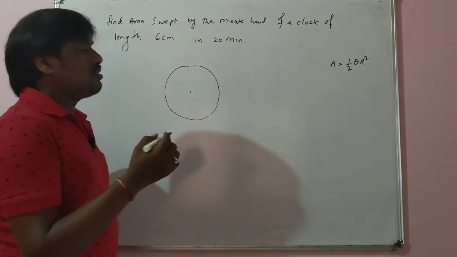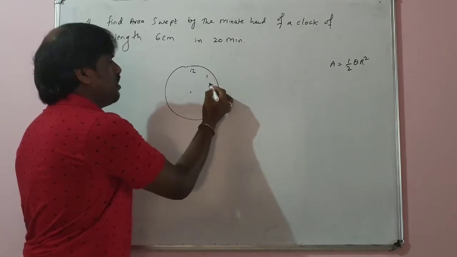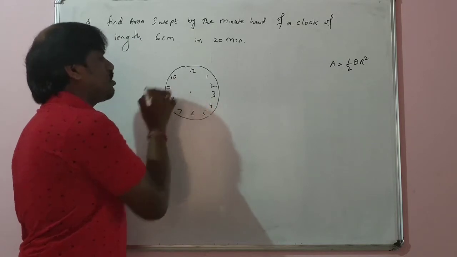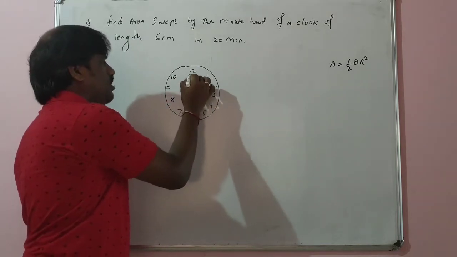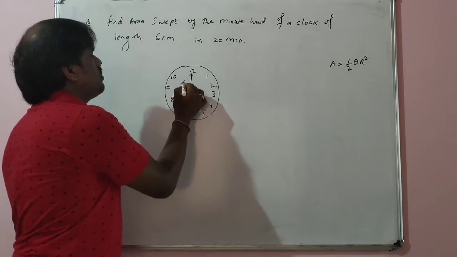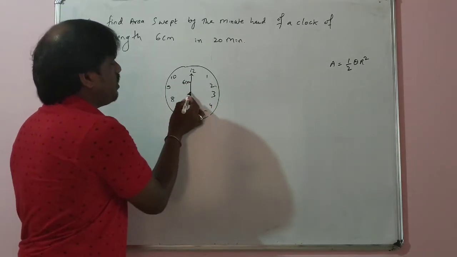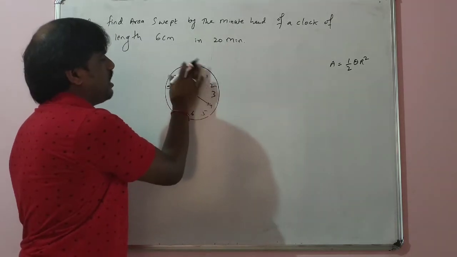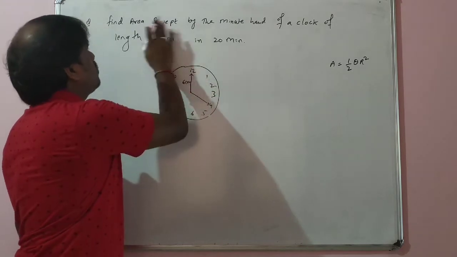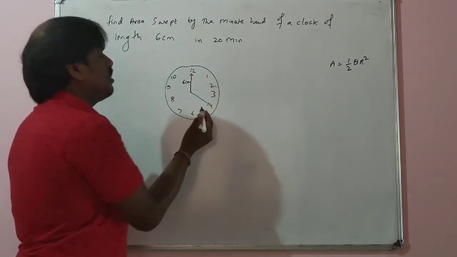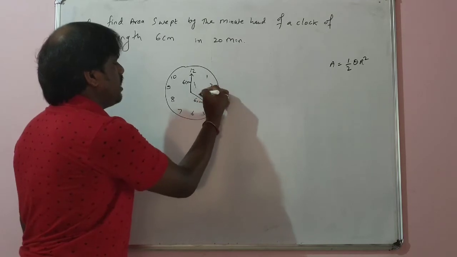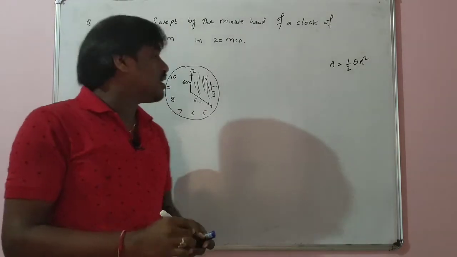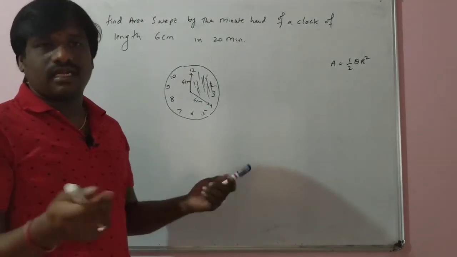in 20 minutes. So there is a clock, 12, 1, 2, 3, 4, 5, 6, 7, 8, 9, 10. This is a clock, and you have a minute hand of the clock, and the length of this is 6 centimeters. It travels 20 minutes, so you have to find the area swept by this minute hand of the clock. What is the area swept by the minute hand of a clock having 6 centimeters length in 20 minutes? That is the question you have.